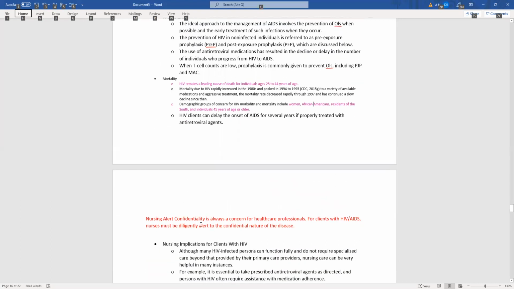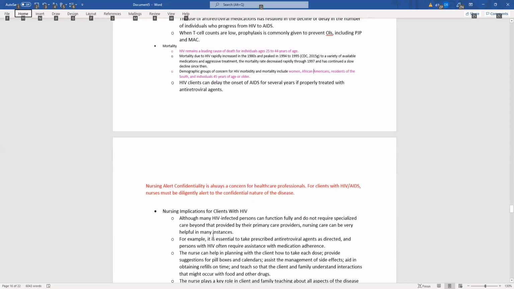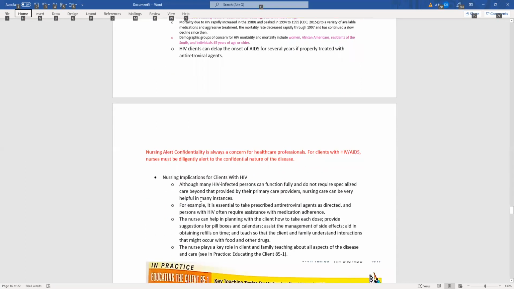So, for nursing alert, confidentiality is always a concern for healthcare professionals. For clients with HIV/AIDS, nurses must be diligently alert to the confidential nature of the disease. So, nursing implications for the client with HIV. Although many HIV infected persons can function fully and do not require specialized care beyond that provided by their primary care providers, nursing care can be very helpful in many instances.